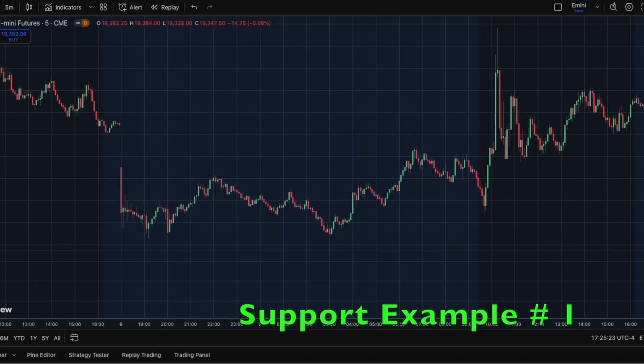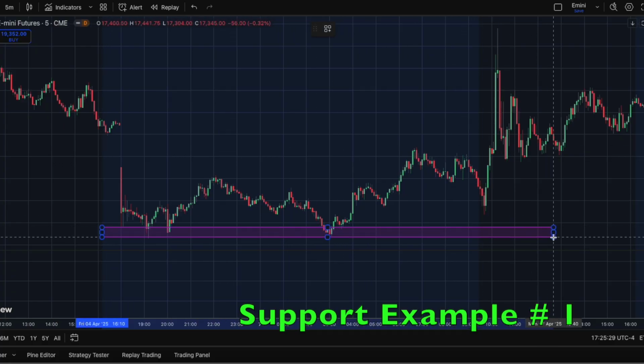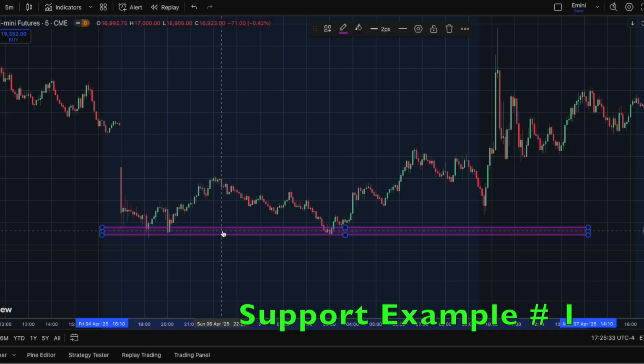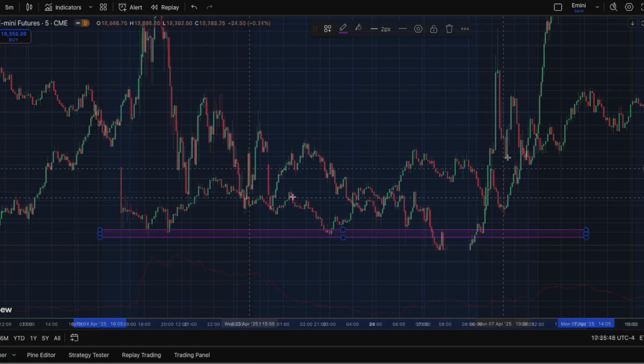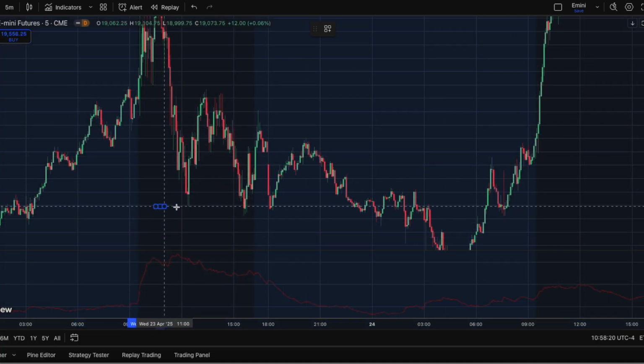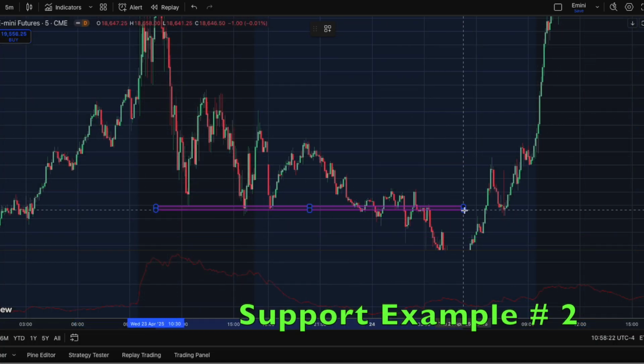So, for example, if a price comes down to a known support level, you can take a trade expecting that support to hold. Or you can take the opposite trade and take a breakout trade expecting that support to break down. And the same for resistance. When price comes up to a resistance level, you can take a trade expecting that resistance to hold, or you could take a breakout trade expecting that resistance to fail.